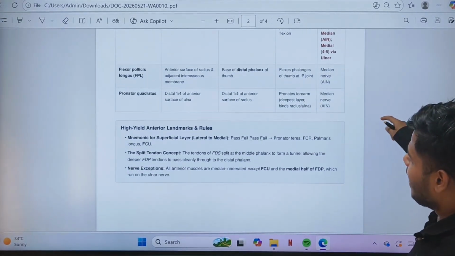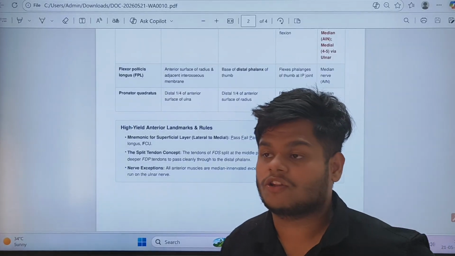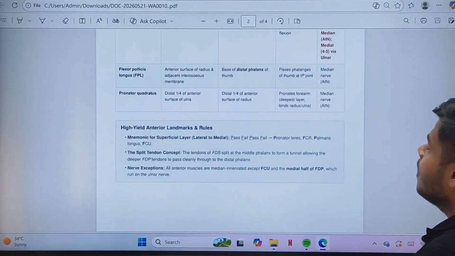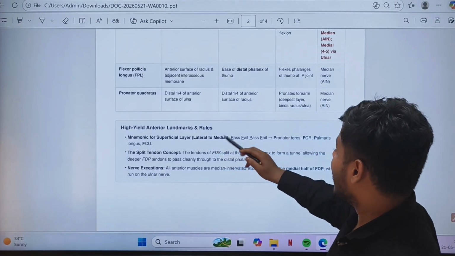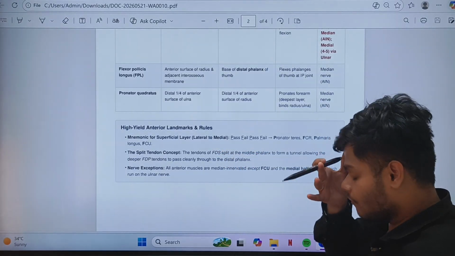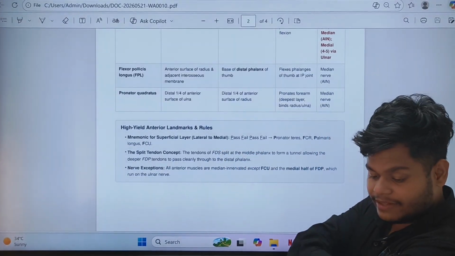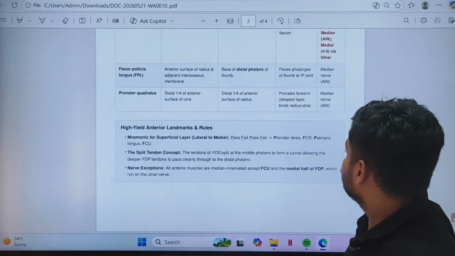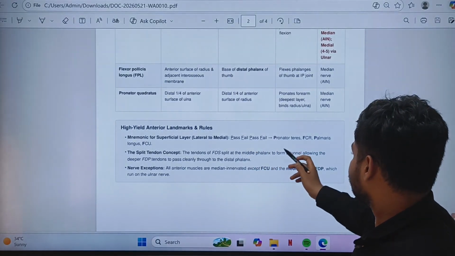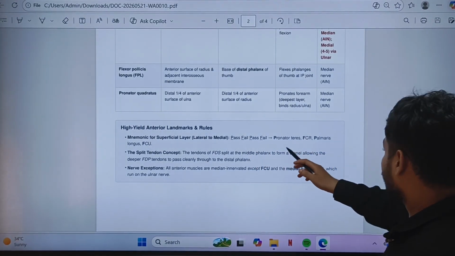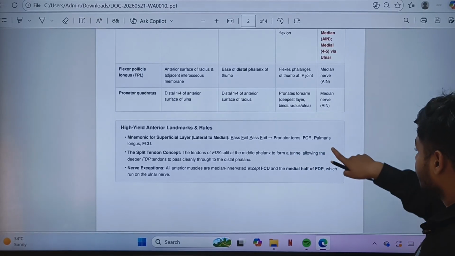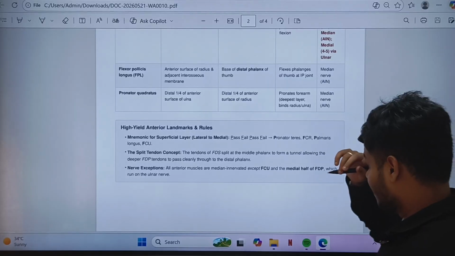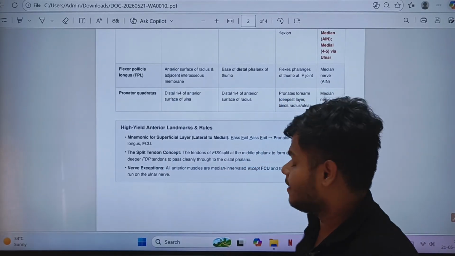Now there are some landmarks or rules which I thought it would be very interesting to tell you. So, a mnemonic for the superficial layer which I have made, it is from lateral to medial. From the lateral side to the medial side: pass fail, pass fail. Pronator teres, FCR, that is flexor carpi radialis, palmaris longus, and F is flexor carpi ulnaris.